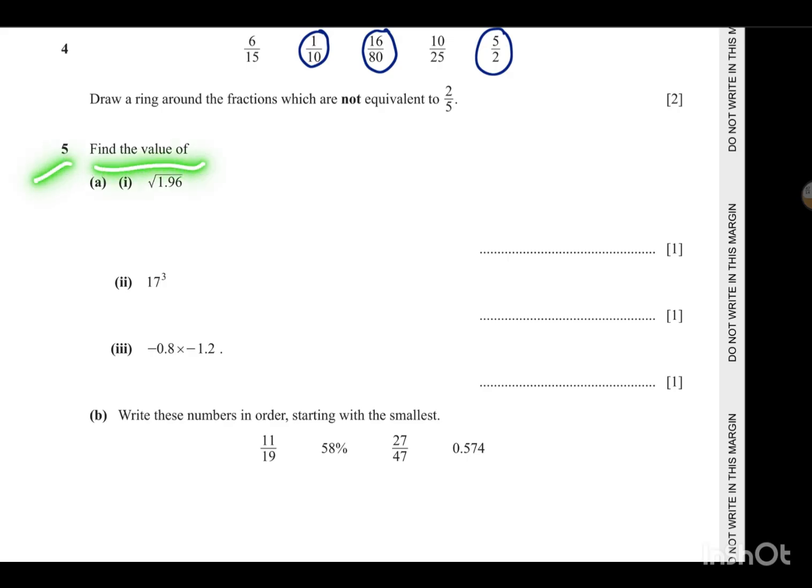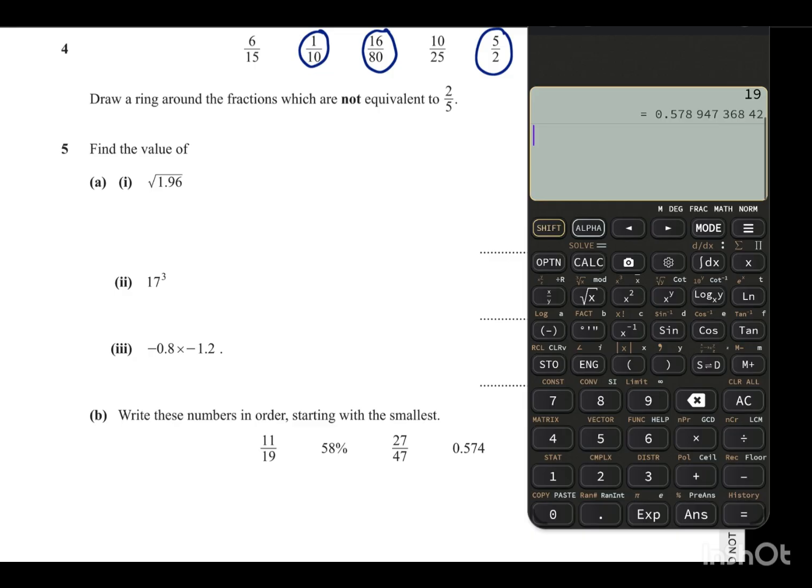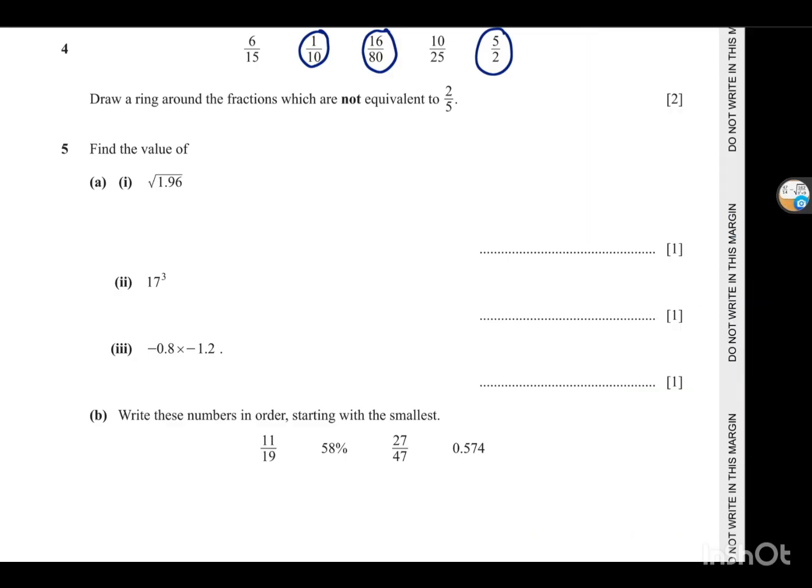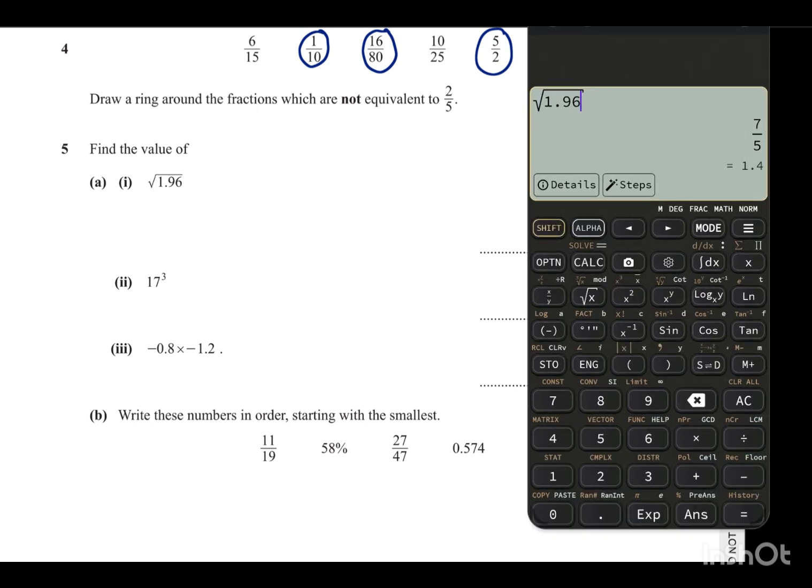Question number 5. Find the value of root 1.96. Question 5a, 1, 2, 3 is given. So this is a calculator question. You need to just put the question in the calculator and find the answer. Root 1.96 is 1.4. The answer is 1.4. Next, 17 cube. 17 cube is 4913.